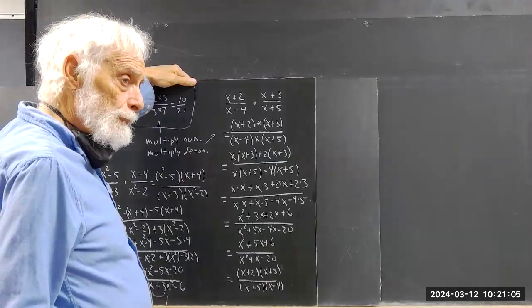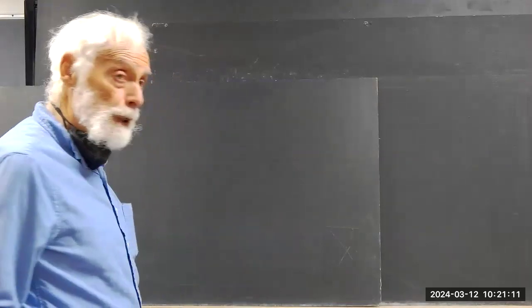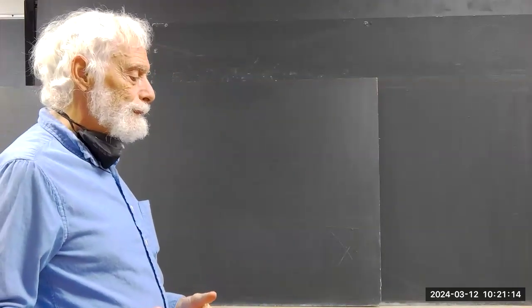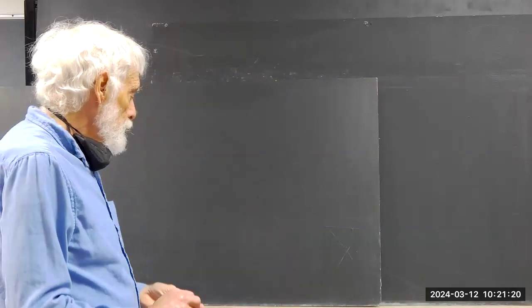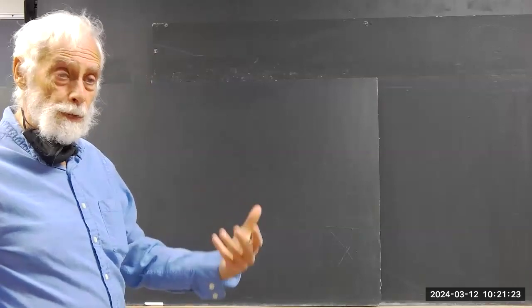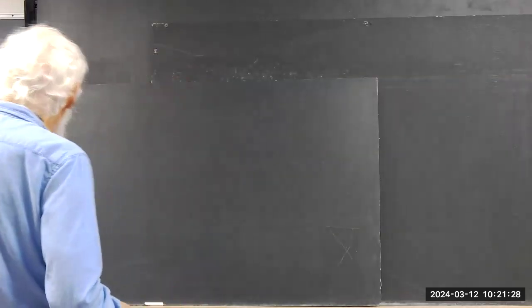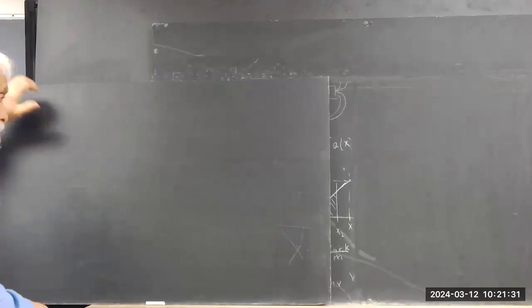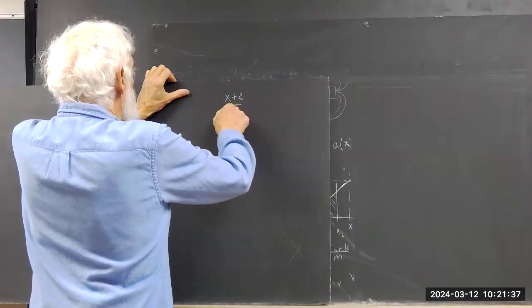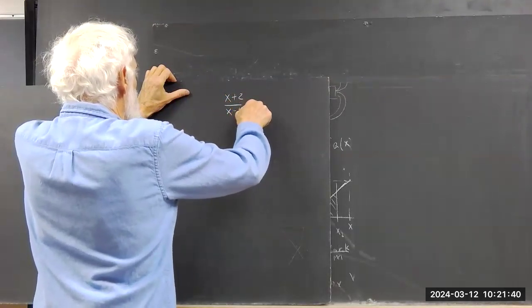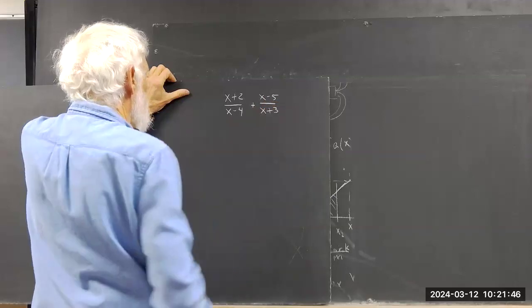Now, it's a little tougher to add these things. Dividing isn't bad. You just do the reciprocal and multiply. I don't think you'll have any trouble with that as long as you remember that division is multiplication by the reciprocal. But the one thing that gives almost everybody trouble is when you try to add these two. So let's say you got x plus 2 over x minus 4 added to x minus 5 over x plus 3.